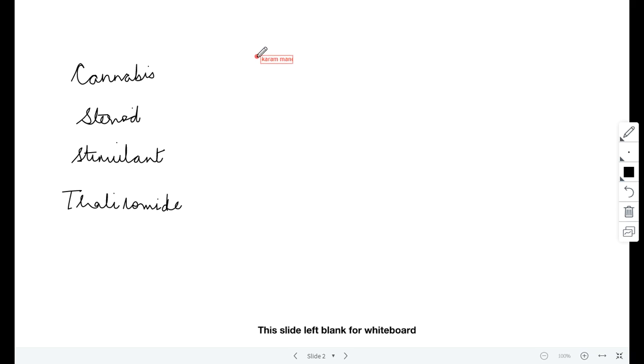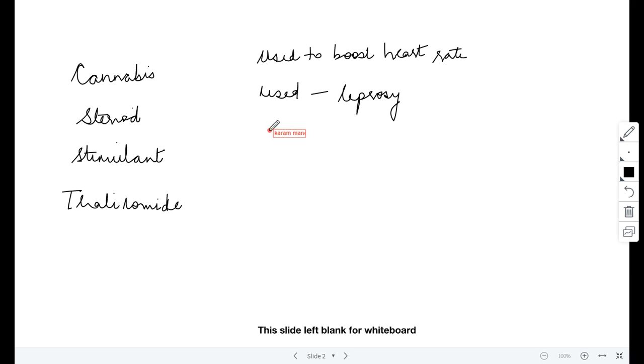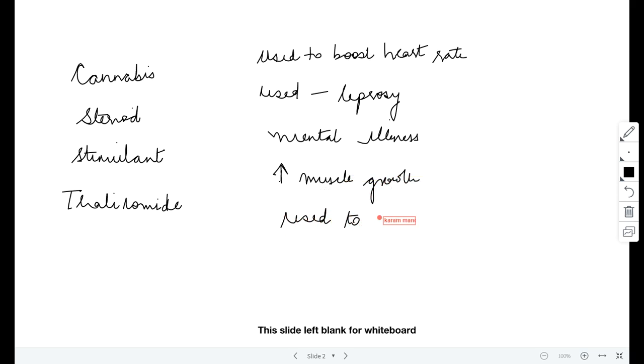So now the first one is used to boost heart rate. The other one is used to treat leprosy. I'm writing short form so that we can practice more questions. The other one is it may cause mental illness in some people. The other option is it is used to increase muscle growth. And one more option I'll give you, used to treat measles.